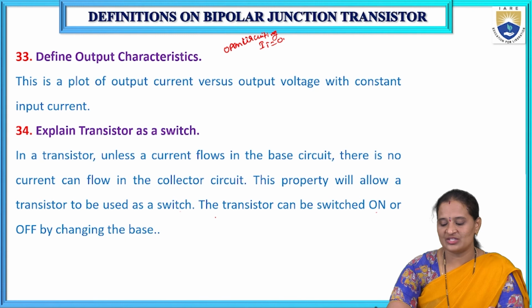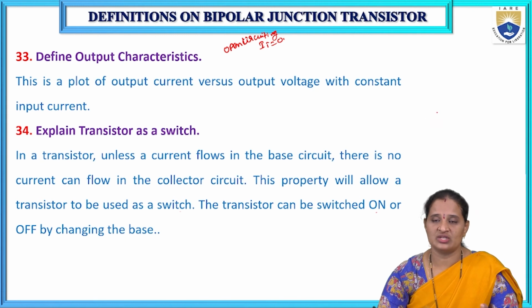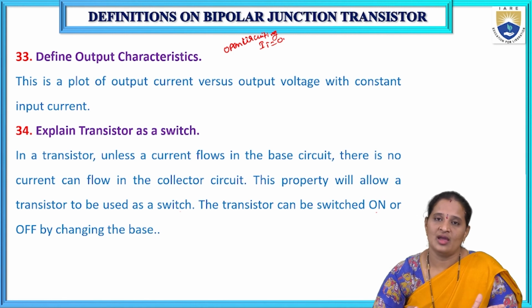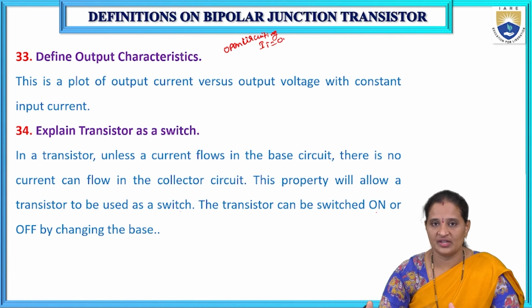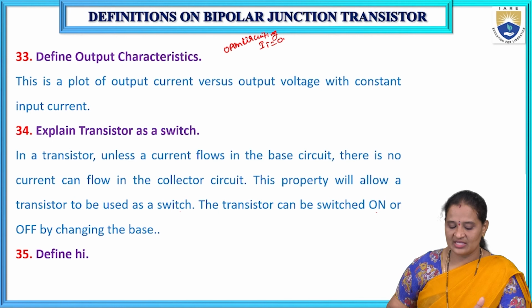So here, as you all know, a transistor can be used as a switch. If the transistor is set to operate in saturation, then it is said to be acting as an ON switch. If the transistor is set to operate in the cutoff region, then it is said to be operating as an OFF switch. So that is how we can see that the transistor can be used as a switch.